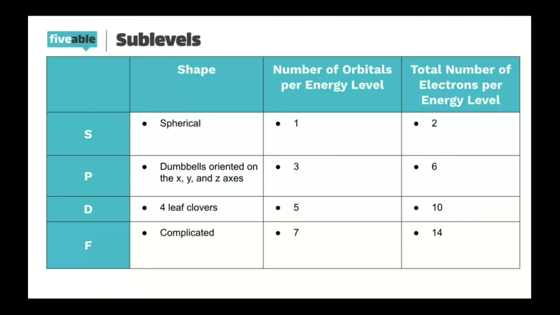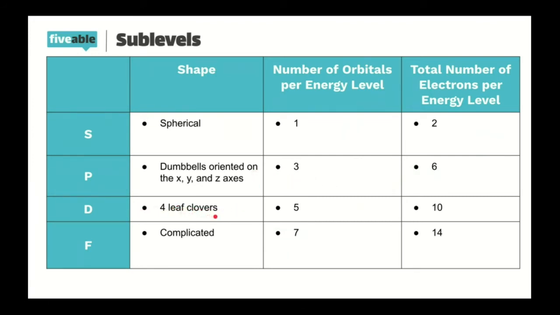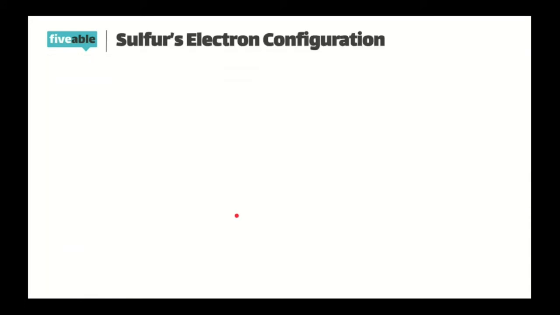Once again, you have access to these slides, so I would recommend checking out this chart and memorizing it. But at the end of the day, you probably won't get a single question that says the d orbital is shaped like a 4-leaf clover. It's just a good visual for you.